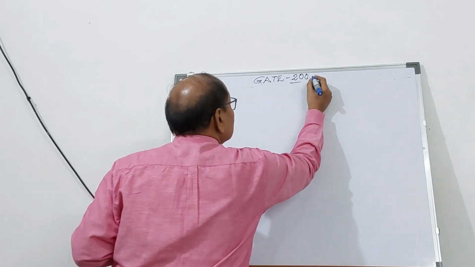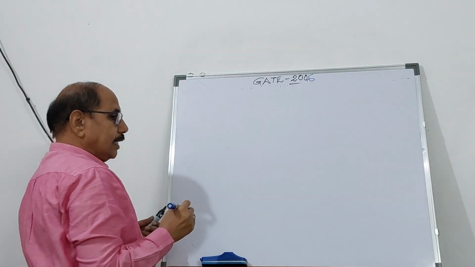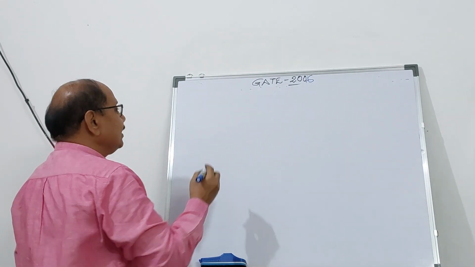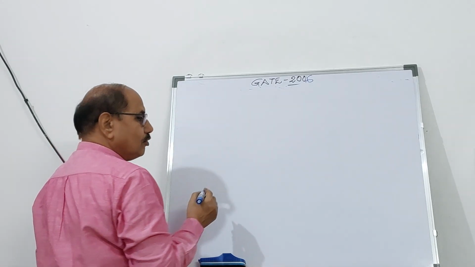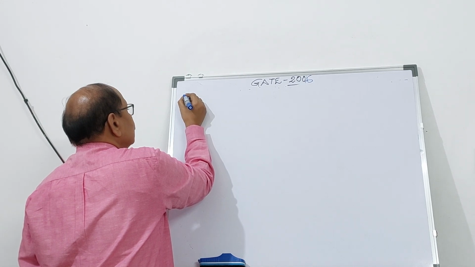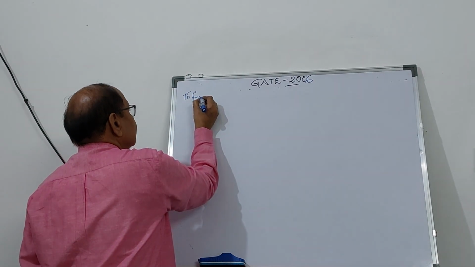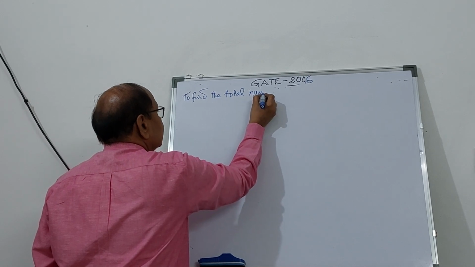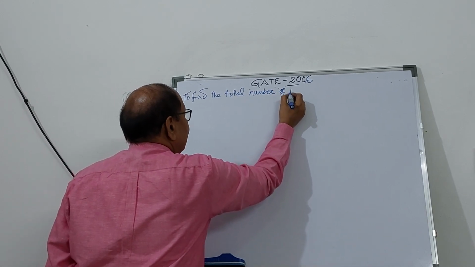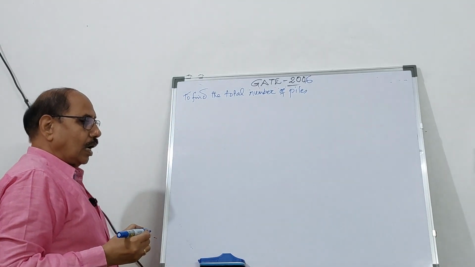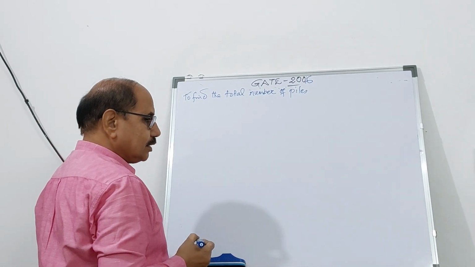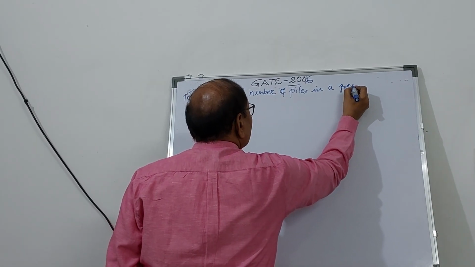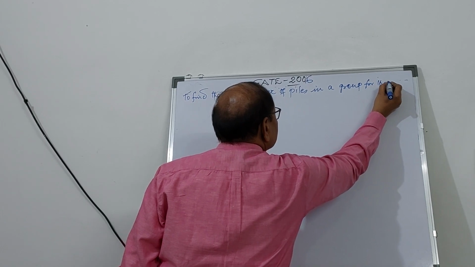So the next problem is 2006, and in the 2006 problem we have to find the total number of piles required in a group for the following data.